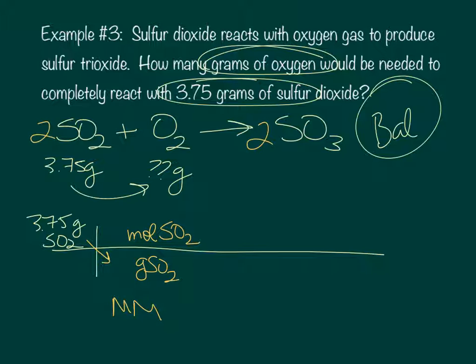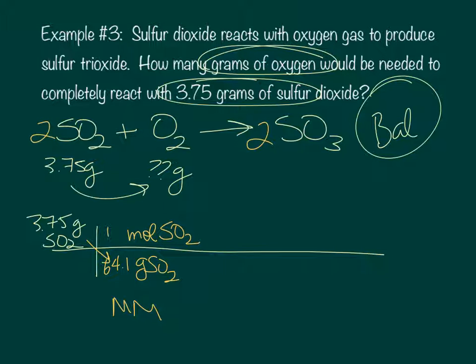I don't know what SO2 weighs. Sulfur weighs 32, I believe. I've got to go look it up, 32.1, and oxygen weighs 16, so our total mass here is 64.1 grams is 1 mole. And again, I just got those by looking up at the periodic table. 32 and 16 gave me 64, so hopefully I didn't do that wrong. So now I'm in moles of SO2.